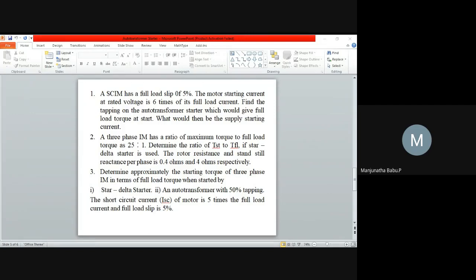Right? Is it right? So what is the formula for the maximum torque? Maximum torque is equal to K E2 square by 2 into X2.